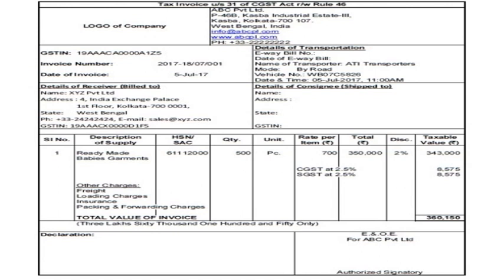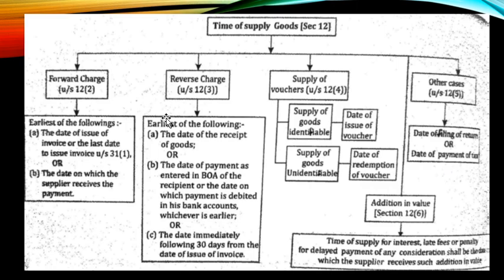Reverse charge is where the receiver of the goods or services pays the GST. How it works is, the supplier, when supplying goods, will not collect GST from the receiver.